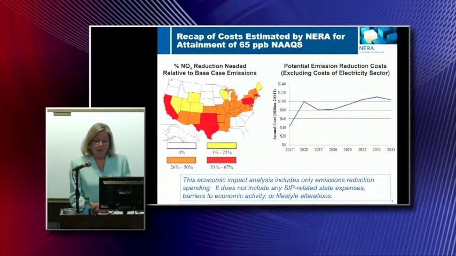I have a point here. We do not include state SIP-related expenses. We do not include barriers to economic activity that may come from conformity planning or transportation limitations. We don't have any lifestyle alterations where the effect is directly on household activity levels, but we just put in the emissions reduction costs and go with it.